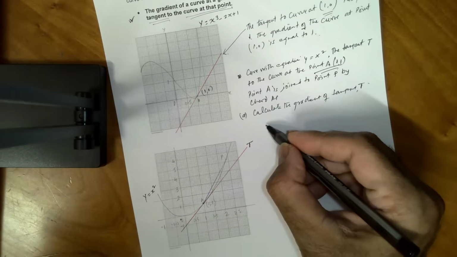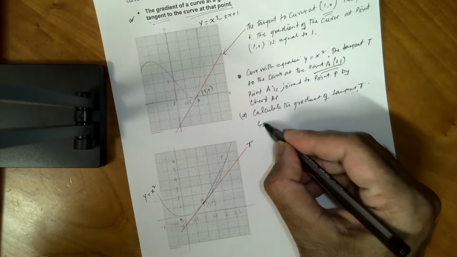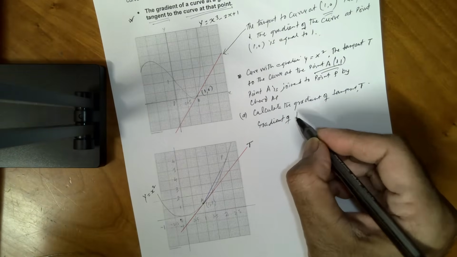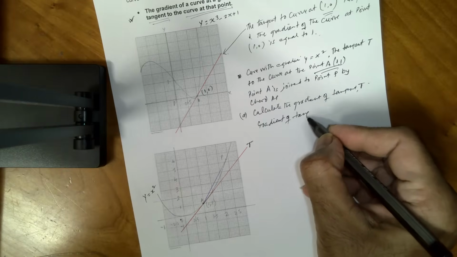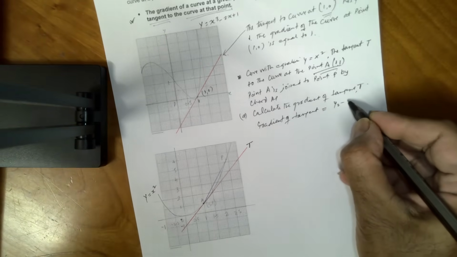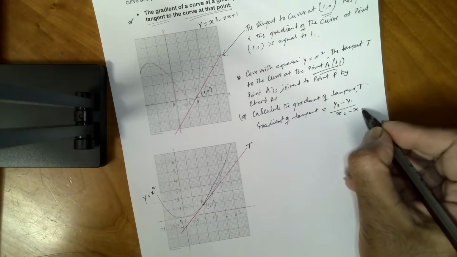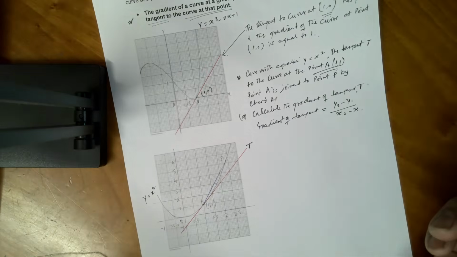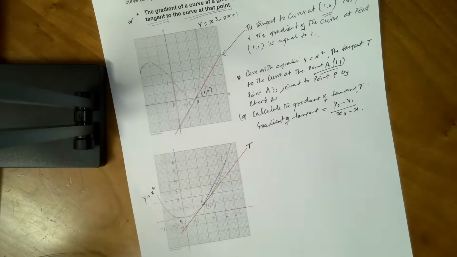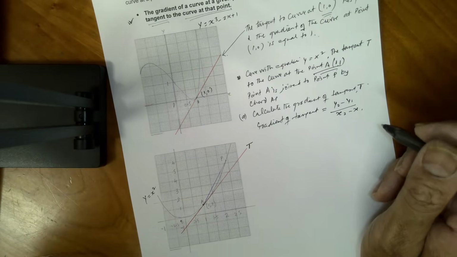To find that, you need to write here: gradient of tangent is equal to (y2 minus y1) over (x2 minus x1). Use this formula. As said, you can find that in my previous videos as well. So this is the formula for the gradient.